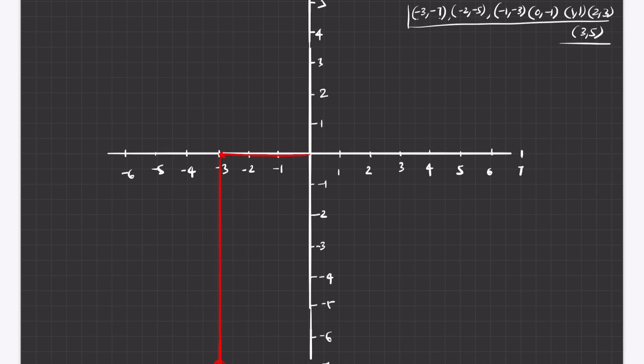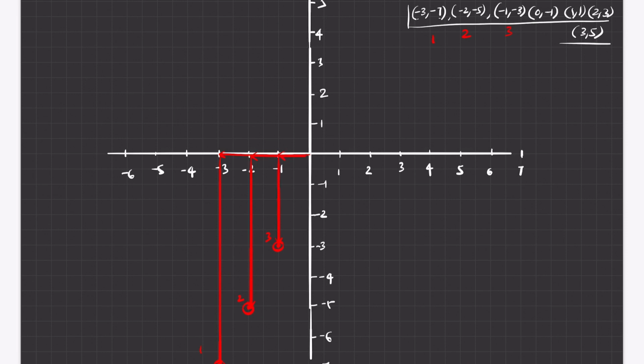Next you have negative 2 comma negative 5. So again until negative 2, until negative 5. So this point here is negative 2 comma negative 5. Next negative 1 comma negative 3. So until negative 1 and then negative 3. So this is the third point. So this is 1, 2, and 3.